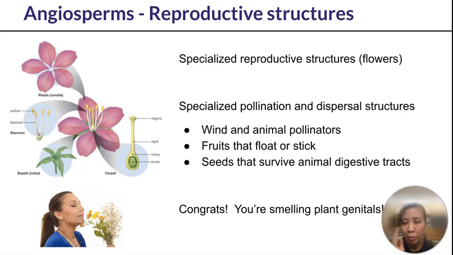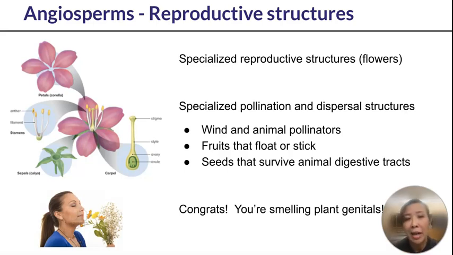So these plants have adapted to have different structures and appearances depending on who and how they're pollinating their seeds, whether it be the wind or an animal pollinator, whether the fruits are digested and the seeds can last in the animal digestive tract until the animal disperses the seed, or whether the fruits can stick to certain surfaces, but they all will have these reproductive structures.